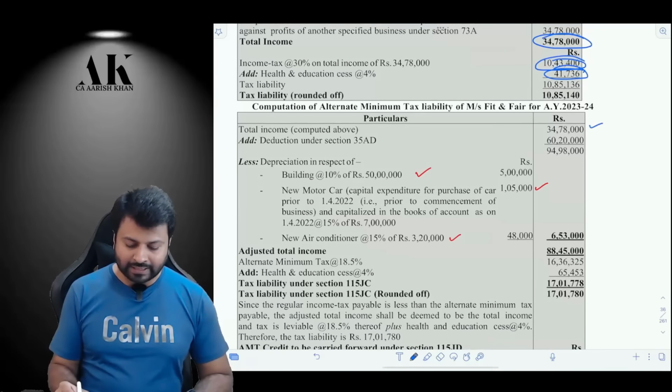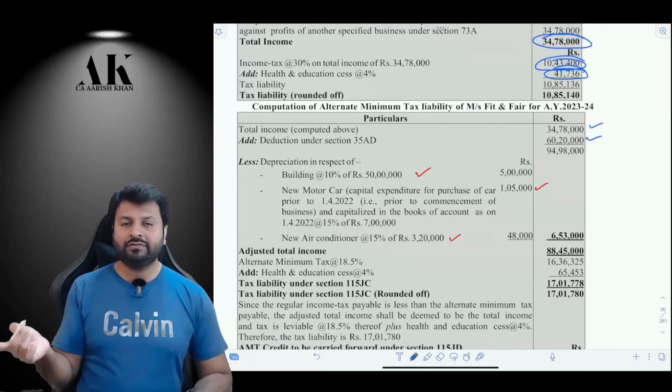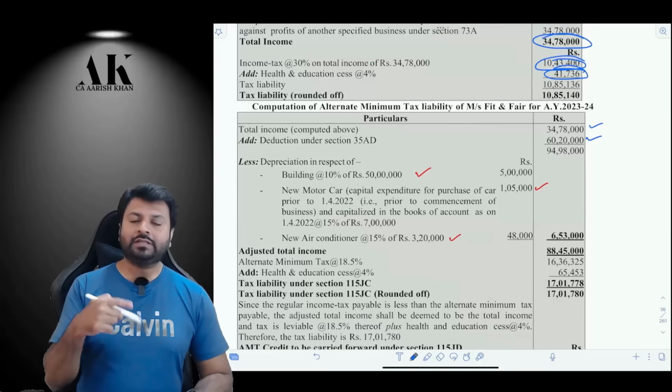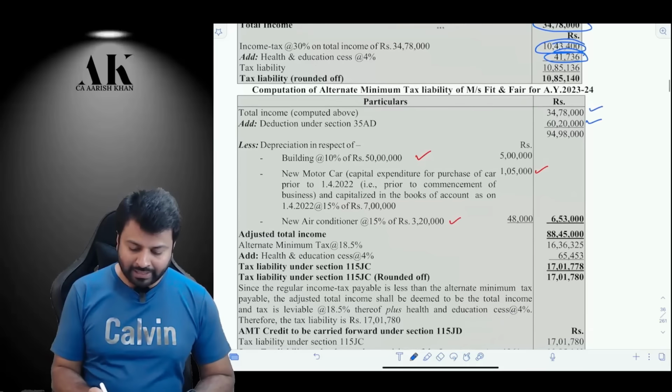AMT is nothing but total income plus whatever deductions you have claimed under 35AD minus whatever depreciation you can get on those three assets. So on building, I will take 10% depreciation. On motor car, I will take 15% depreciation.